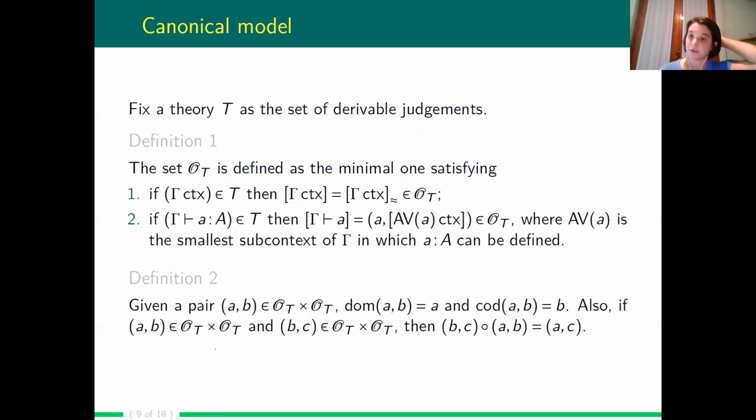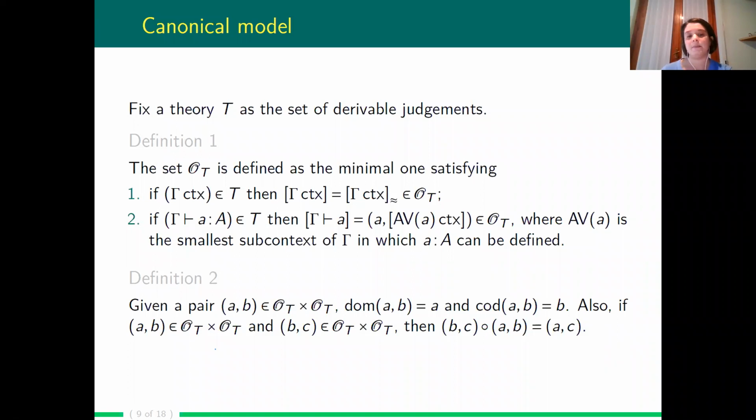Now let's give a closer look at the syntactic category. Considering a theory T as the set of derivable judgments, we have the set of objects, which is obtained by having an object for each equivalence class of contexts. Here, the equivalence relation is given by the permutations of the typed variables. And for each judgment, we define an object for the terming context, which is a couple, having as the first term the object itself, and as the second one, the equivalence class of the smallest subcontext of gamma in which the term can be defined.